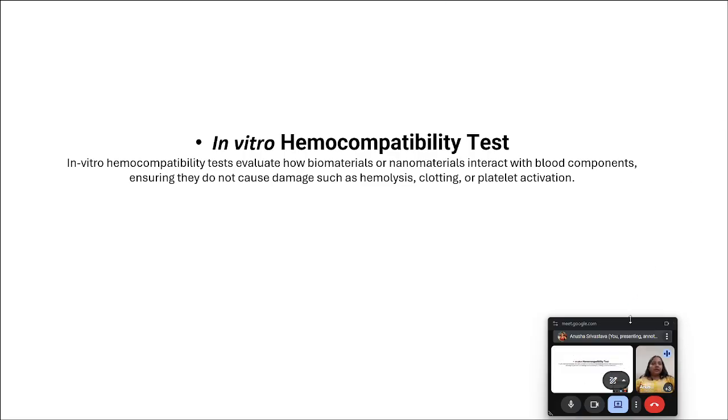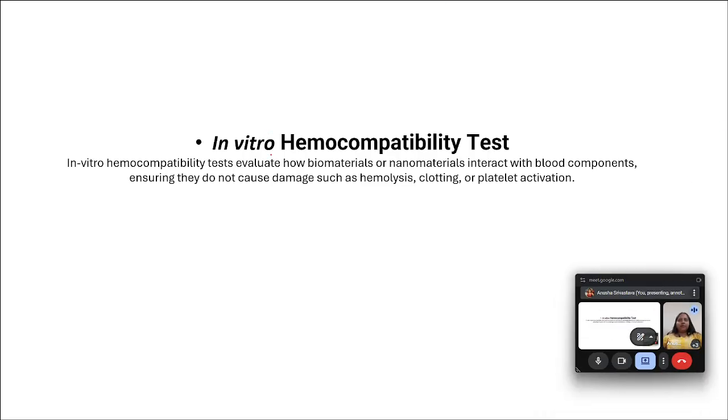Now I think in this session, we'll talk a little about the in vitro hemocompatibility test, and then the next topic, which was the zebrafish model, we can cover in the next session also. So the in vitro hemocompatibility test evaluates how biomaterials or nanomaterials interact with blood components. Now, this thing is very important.